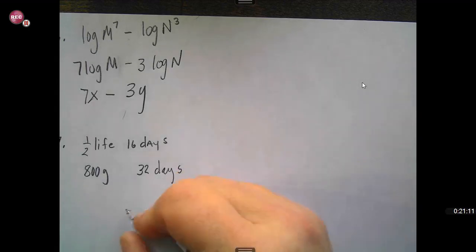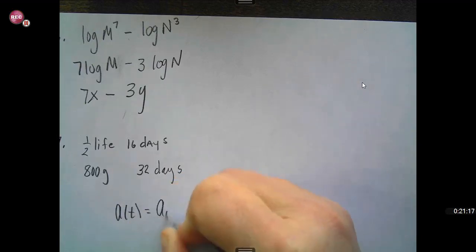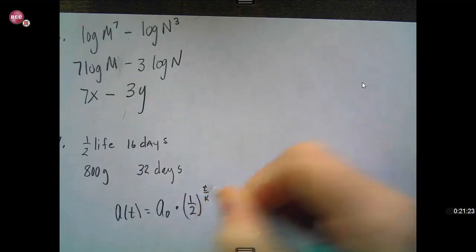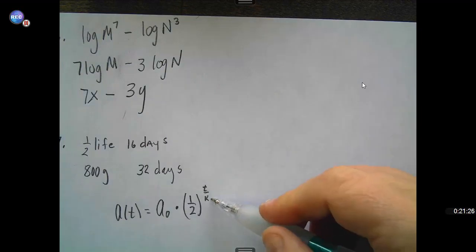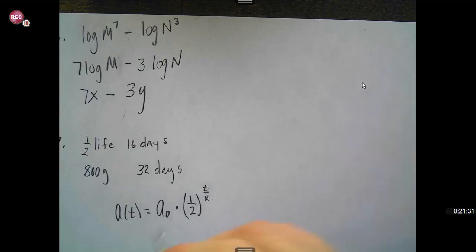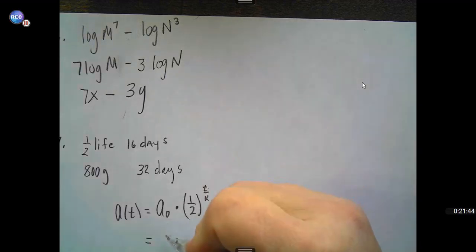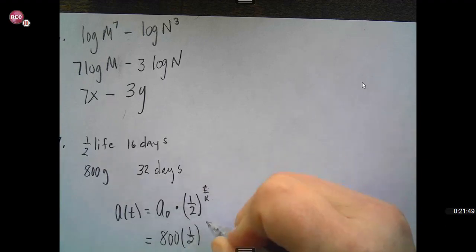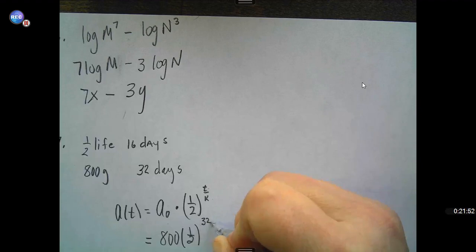What we're looking to use, A of t equals a sub 0 times 1/2 to the t over k, where k is the half-life of the element, a sub 0 is the initial amount, t is the amount of time. Okay, so to set this up, the initial amount is 800 times 1/2 to the 32 over 16.